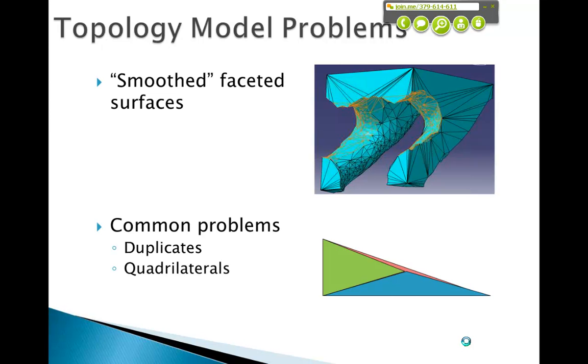Another problem that we talked about is this notion of quadrilaterals, which means you'll have a triangle that represents a space, but below that, you may have a rectangle that represents not only that space, but some other space that needed to be covered by this quadrilateral.